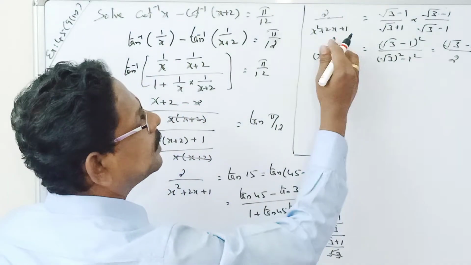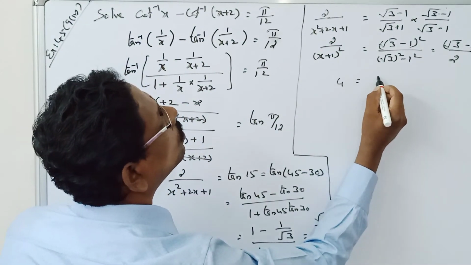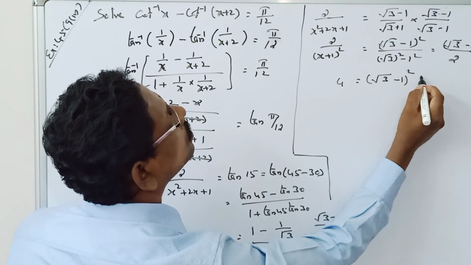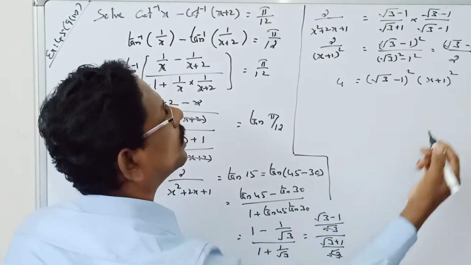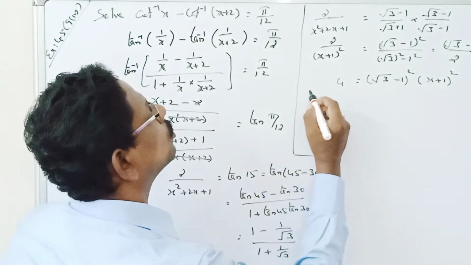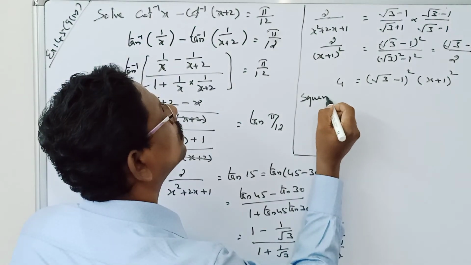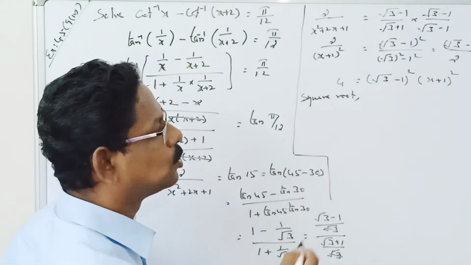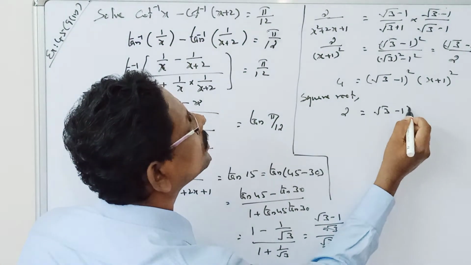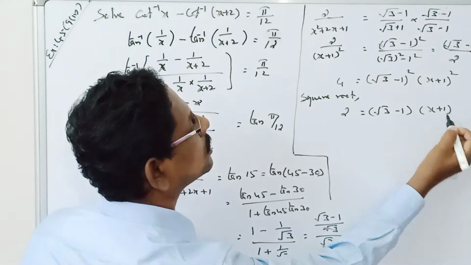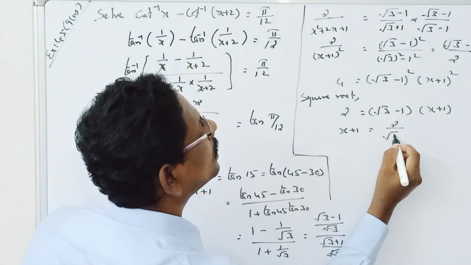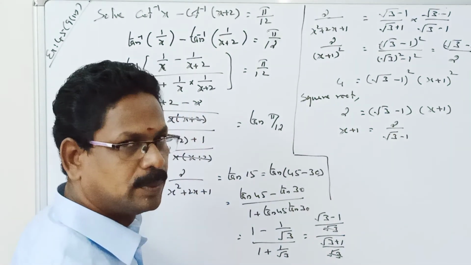Now cross multiplying, 4 equal to root 3 minus 1 the whole square into x plus 1 the whole square. Okay students, now taking square root on both sides, what is equal to? 2 equal to root 3 minus 1 into x plus 1. That is x plus 1 equal to 2 by root 3 minus 1.